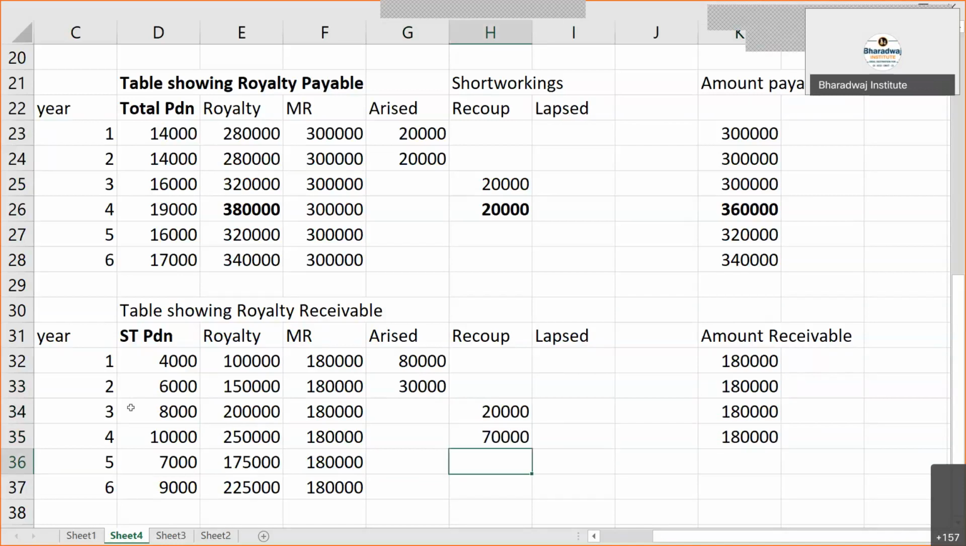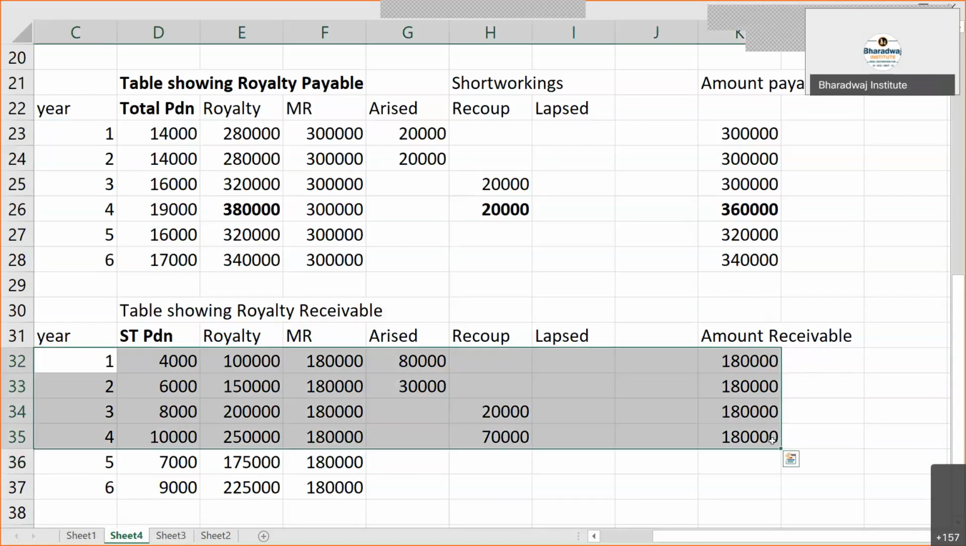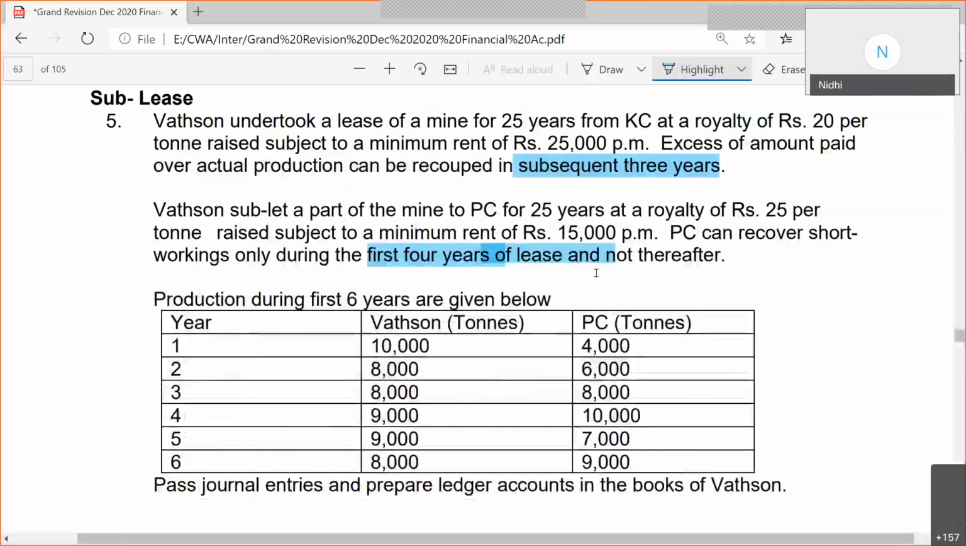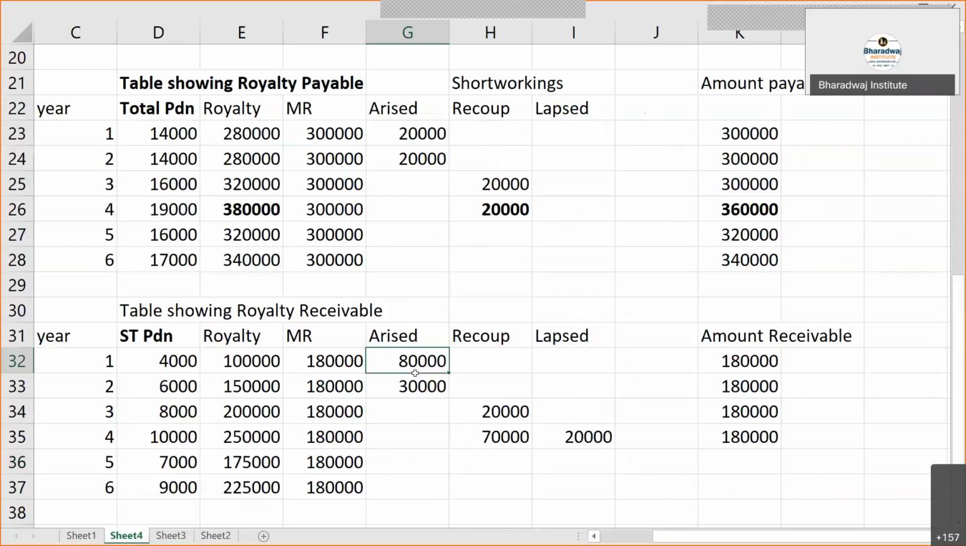Time given is 4 years. Out of 1,10,000, 90,000 is recouped. Balance 20,000 is lapsed. Time given is first 4 years. So out of 1,10,000, we recovered 20,000 and 70,000. Remaining 20,000 will be taken as lapsed.